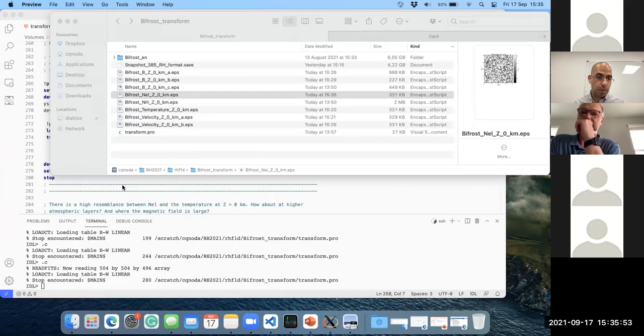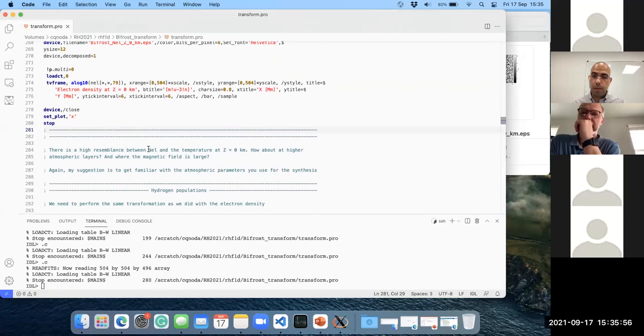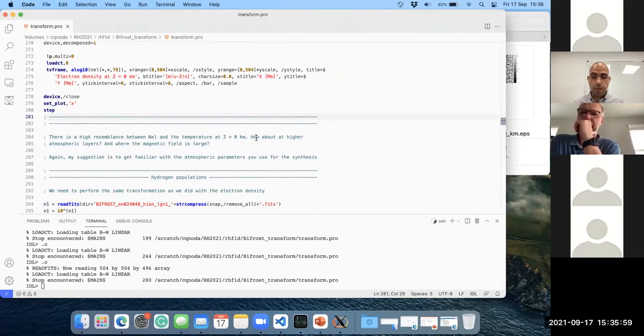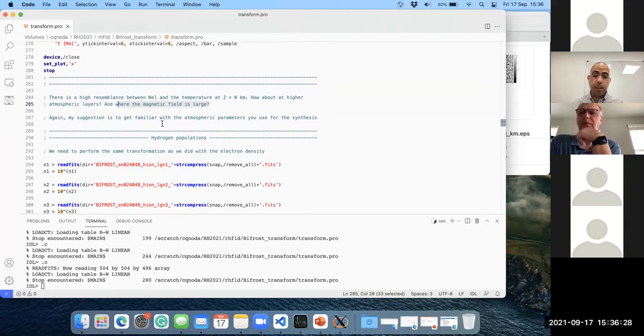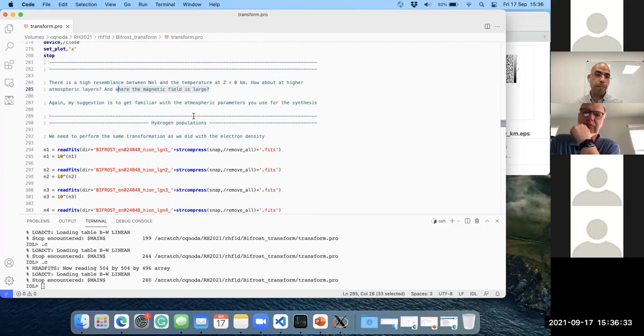So my comment here is just, it looks like the temperature, but if you have time, maybe take a look at higher atmospheric layers, because you can go to 500 kilometers, 1000 kilometers. And also check what happens when the magnetic field is strong. You see big changes in the electron density. So just try to start getting a feeling for those things, because I think it's interesting, and we can learn basically from just playing with the simulation. Basically, get familiar with the different atmospheric parameters that we use.